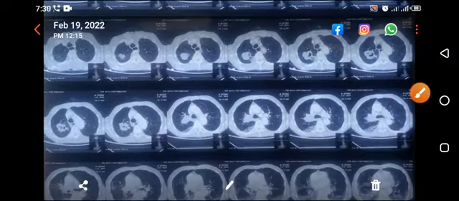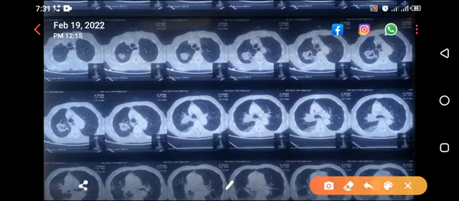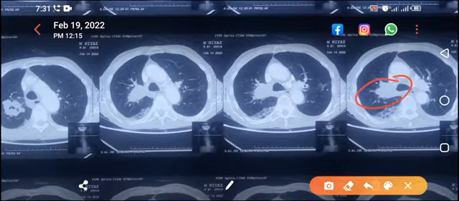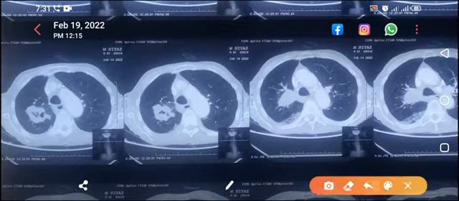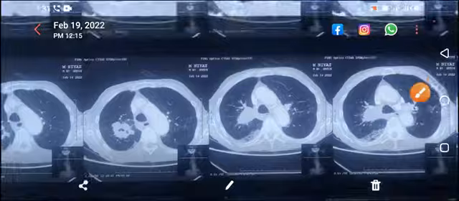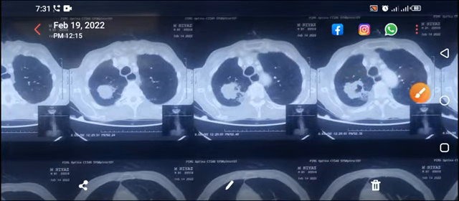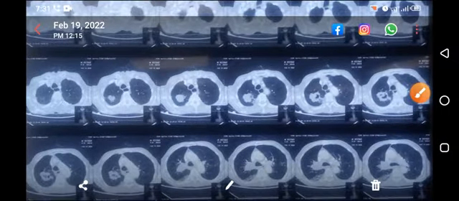So in this CT, you appreciate what? Can you appreciate this? So there is a rounded opacity with irregular margin. This is actually a mass. This is a mass extended from the right hilum with irregular margin. Spiculated border. This is called spiculated border, with central cavitation. So which carcinoma cavitates? This is actually a squamous cell carcinoma. So this is extended from the right hilum.